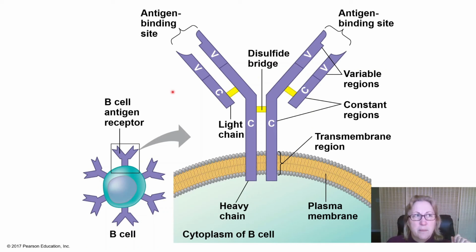I shouldn't say randomly, it's not really random, but that get reshuffled and remade as these B cells are maturing in the bone marrow during infancy. So that's how we end up with the ability to recognize tens of thousands of different antigens, even though we only have a small number of genes that code for these variable regions.